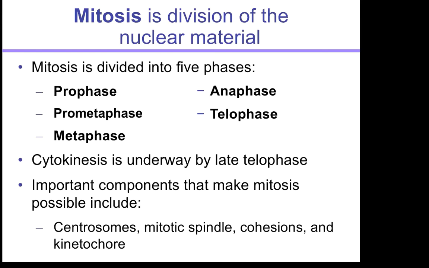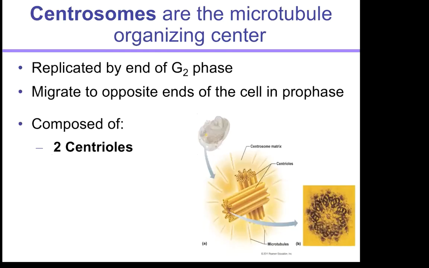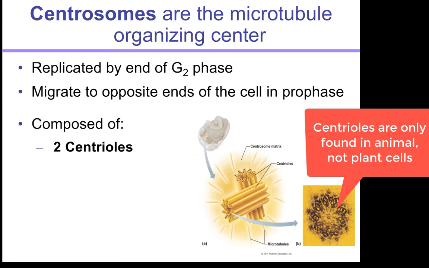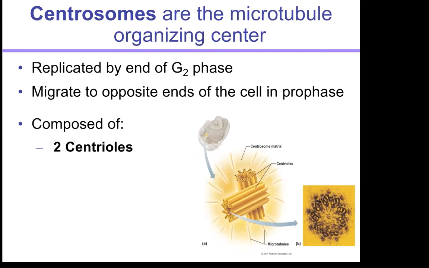And so before we go into those different phases of mitosis, I want to talk a little bit about some of the other things that are really important that allow for mitosis to occur. And those are things like the centrosomes, the mitotic spindle, the cohesins, and the kinetochore. Okay, so the centrosomes are really important. These are basically microtubule organizing centers. These are the portion in the cell that produce the apparatus or the machinery that allows for that tug of war between the two different copies of the DNA and allows for them to be pulled apart.